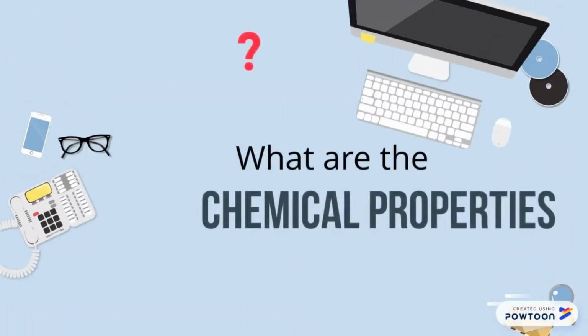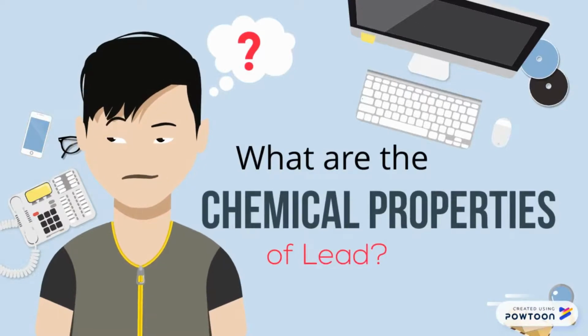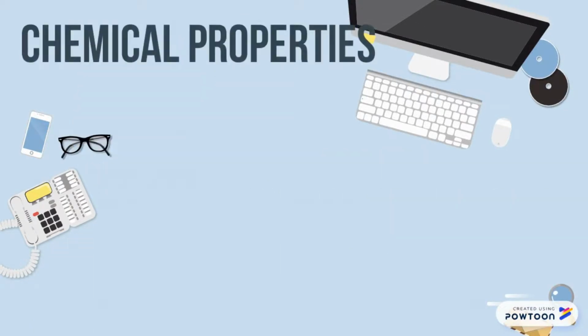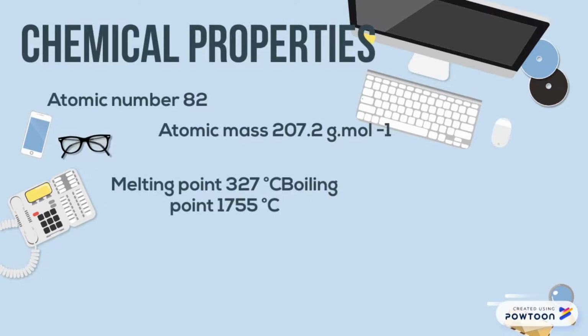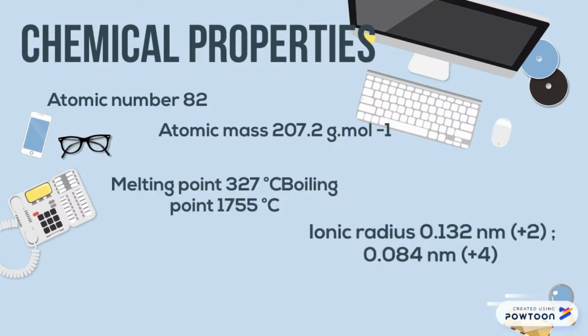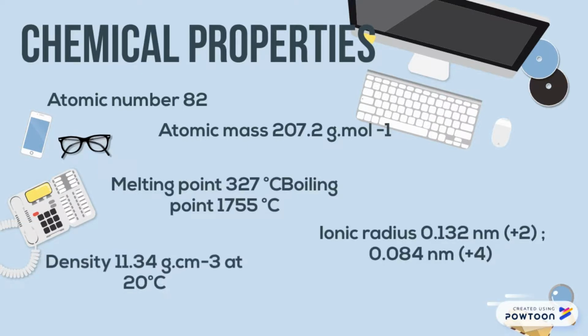Here are some of the chemical properties of lead. First, lead has an atomic number of 82, an atomic mass of 207.2 grams per mole, a melting point of 327 degrees Celsius, and a boiling point of 1755 degrees Celsius.